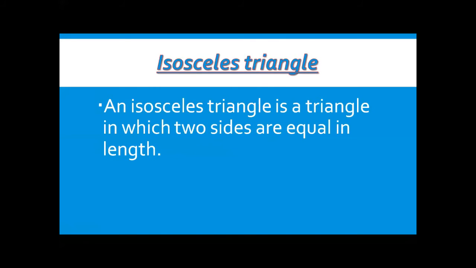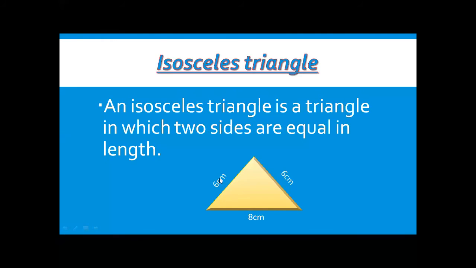An isosceles triangle is a triangle in which two sides are equal in length. Look at this picture. In this triangle, we have two same sides, 6 centimeter, 6 centimeter. So the definition of isosceles triangle is that a triangle in which two sides are same. It is not necessary that the opposite or parallel two sides are same.